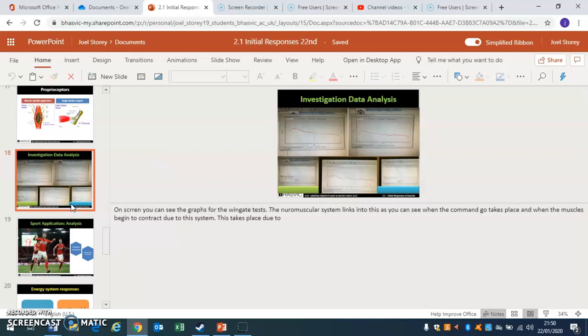Investigation data analysis. On the graphs above, we can see the Wingate tests here, and here. The neuromuscular system links into these, as you can see where the word go command begins, which is here at the start, and where the muscles begin to contract due to this process through saltatory conduction onwards and into the neuromuscular junctions. And then the muscles will no longer continue to contract as heavily as things such as lactic acid build up and energy systems change, as you can see here.